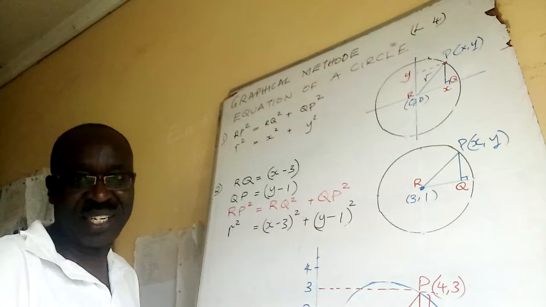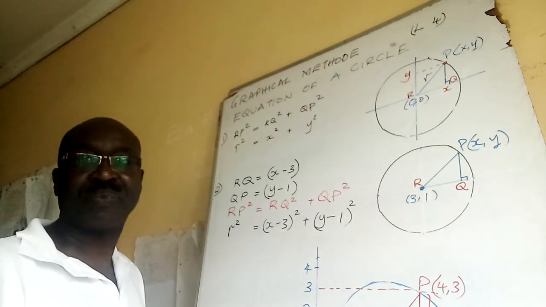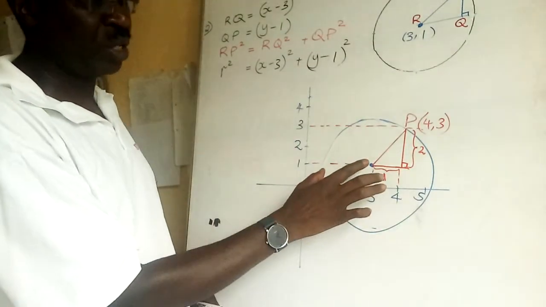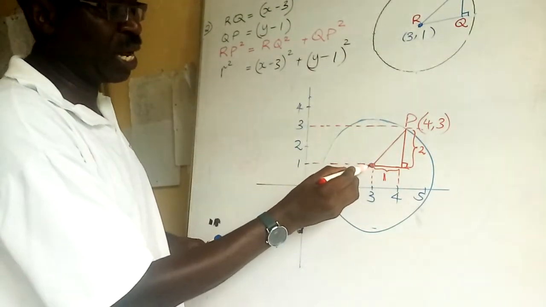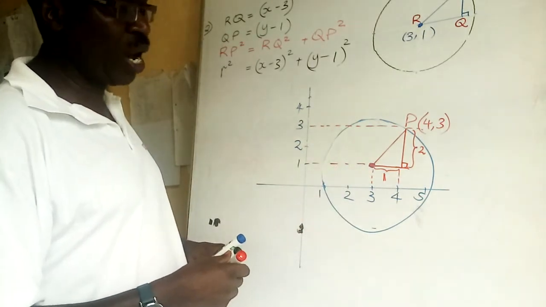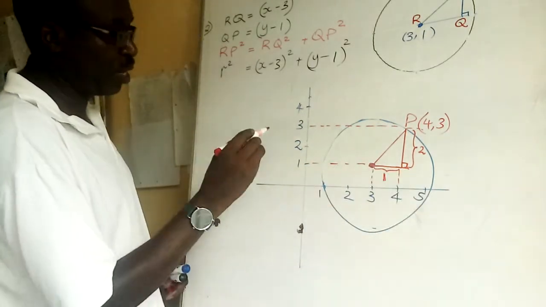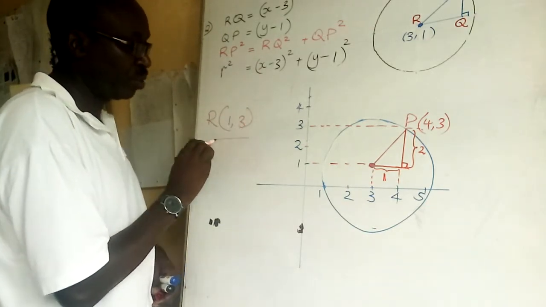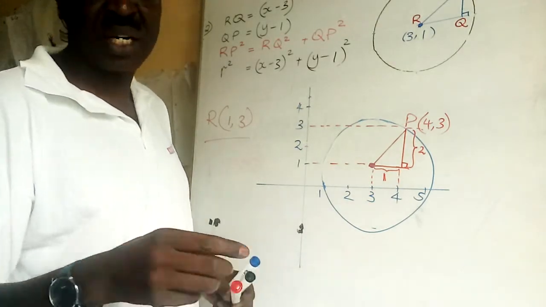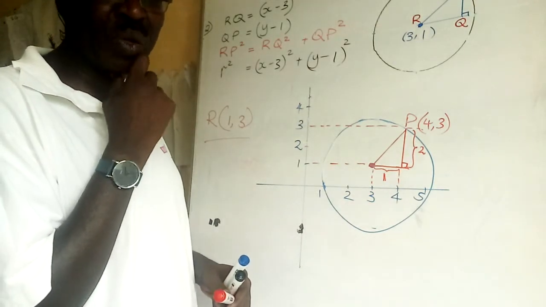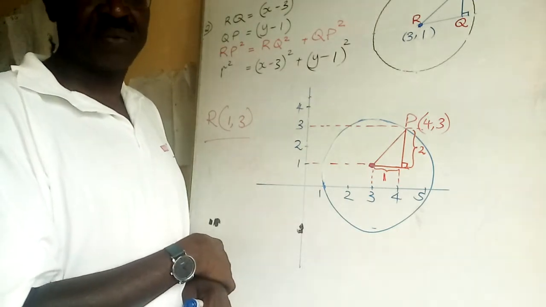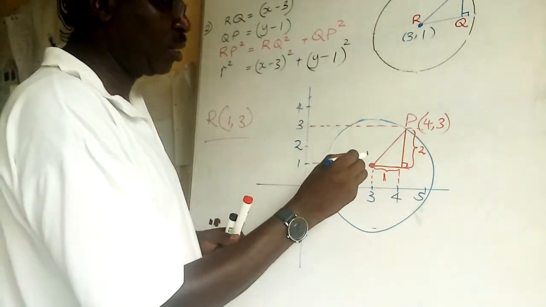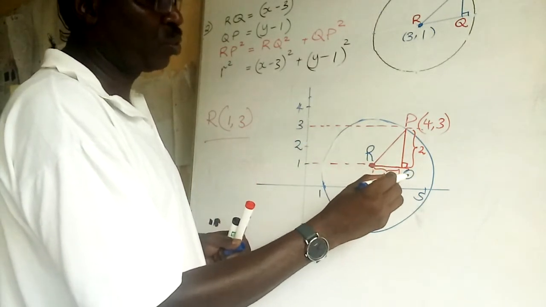Okay, let us look at the second one. Maybe you will get it better. Before I come to the second one, I want you to focus down for explanation. Suppose I have this center now. My center is 1, 3. So I'm talking of R. R is 1, 3. Capital R stands for the center. Capital R is the center. This is Q.